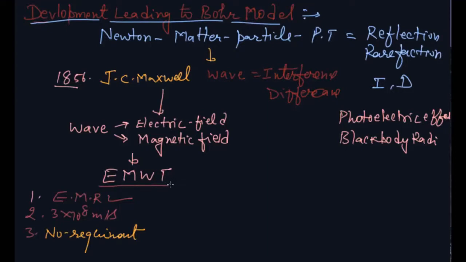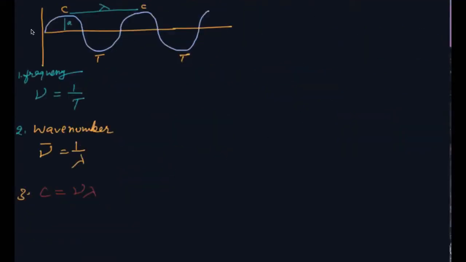Then he had given some characters of the electromagnetic wave theory. Number one is that he has given the wavelength and frequency, that is nu equal to 1 by t, what is called cycle per second, and its unit is hertz. Then he has given the formula of wave number, that is nu bar is equal to 1 by lambda.